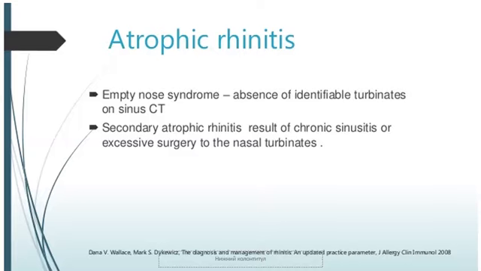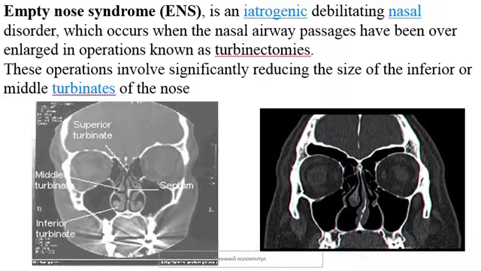On CT we can see the absence of identifiable turbinates and sinuses. Secondary atrophic rhinitis is a result of chronic sinusitis or excessive surgery to the nasal turbinates. It is the empty nose syndrome. We mean it is iatrogenic, a debilitating nasal disorder which occurs when the nasal airway passages have been overly enlarged in operations known as turbinectomies.